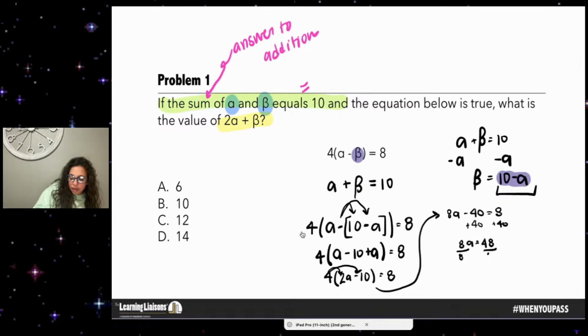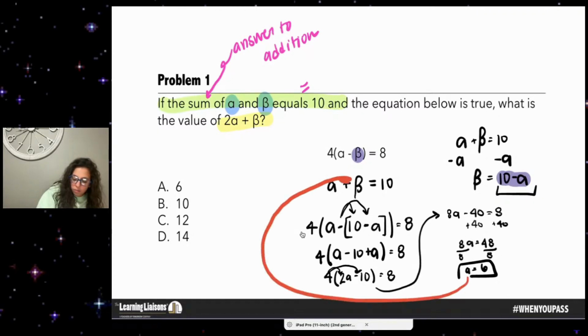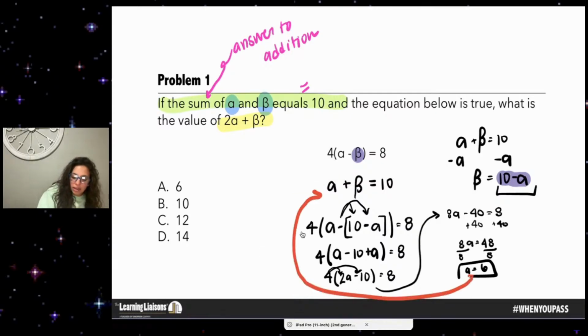Divide both sides by 8, and I get A equals 6. Now that I have A equals 6, I can plug that in. I'm going to change colors. I can plug that in for B. No, I'm sorry, for A. I can plug that in for A and solve for B. So 6 plus B equals 10.